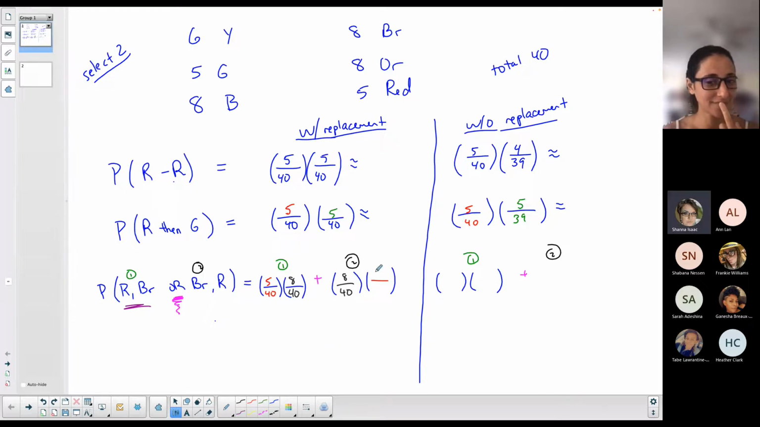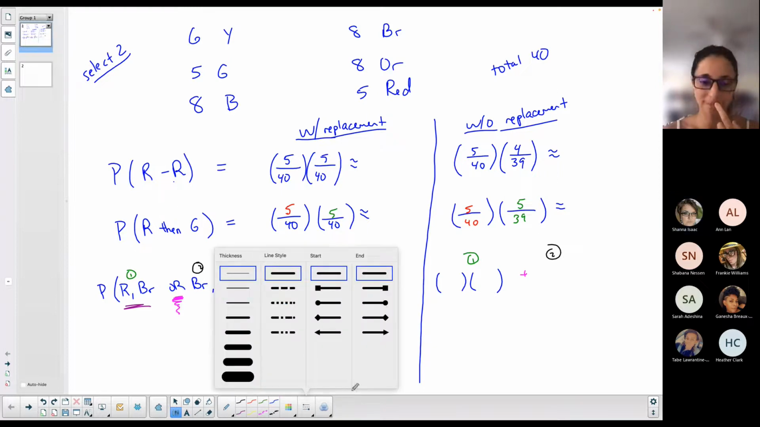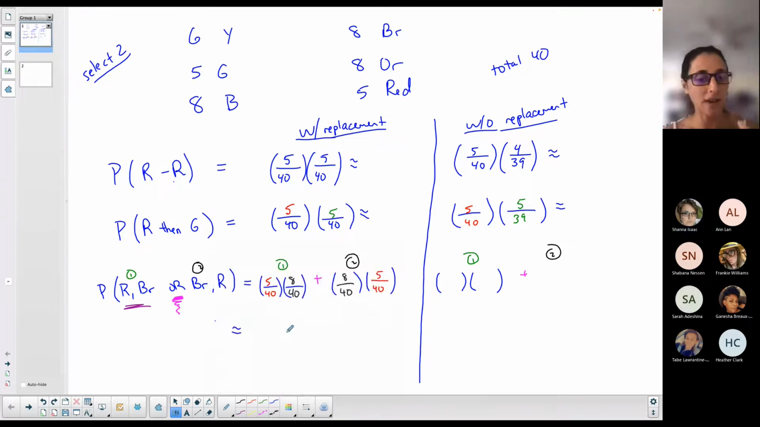It would still be 5 out of 40 because it's 2 different scenarios or situations. It would still be 5 out of 40 because I still have 5 M&Ms in the bag. It would still be out of 40 because I replaced the first.